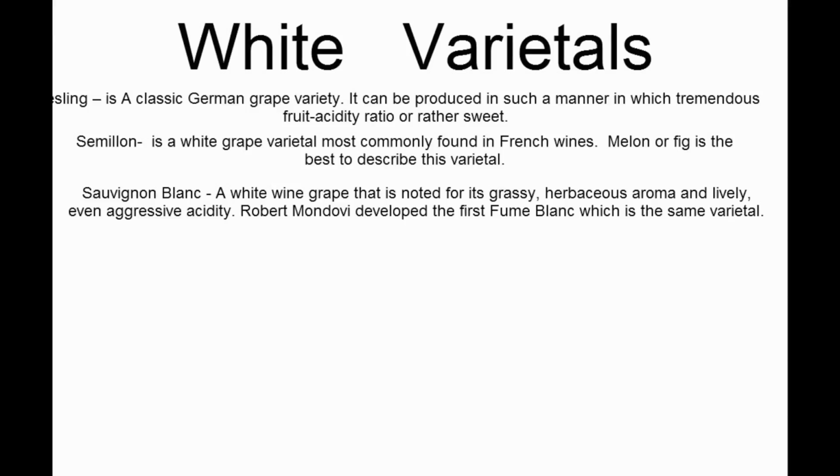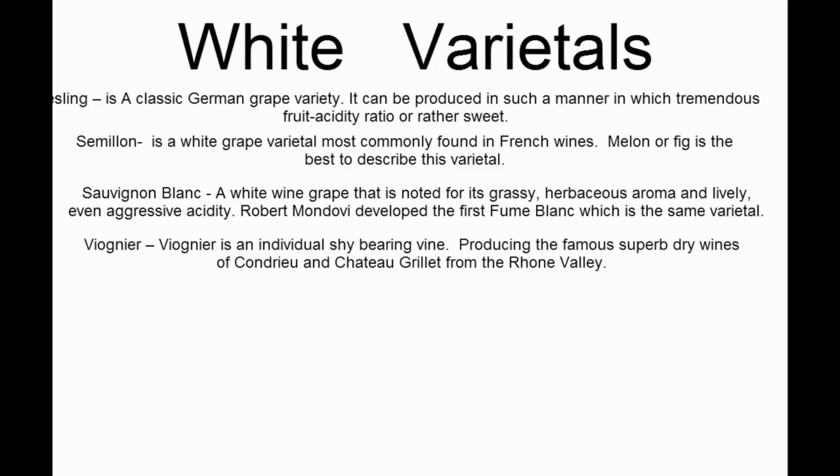Sauvignon Blanc is a white wine grape that is noted for its grassy, herbaceous aroma and lively, even aggressive acidity. Robert Mondavi created the name Fumé Blanc, describing a dry version of this grape. Viognier is an individual, shy-bearing vine, producing the famous superb dry wines of Condrieu and Château Grillet from the Rhône Valley. There are many more white varietals, but those are all that we will discuss for this course.